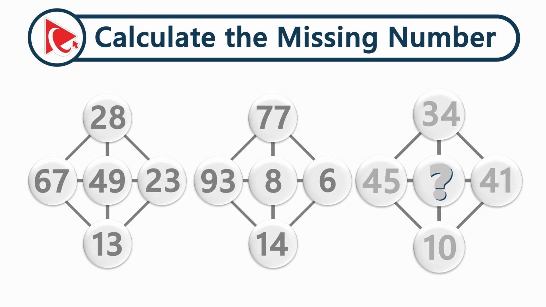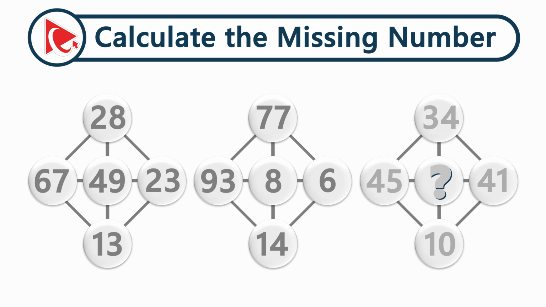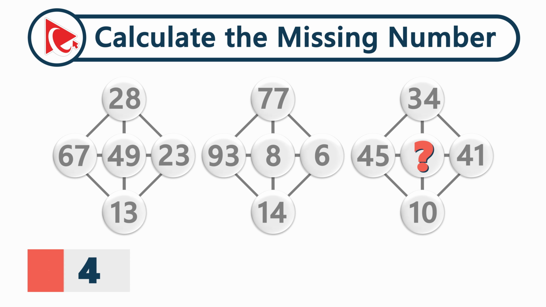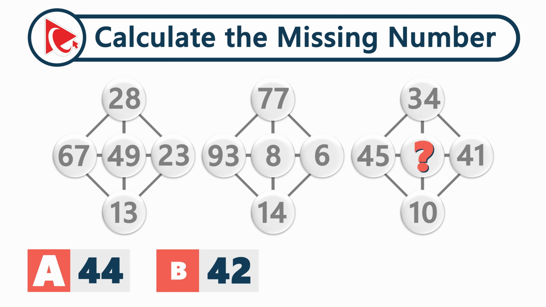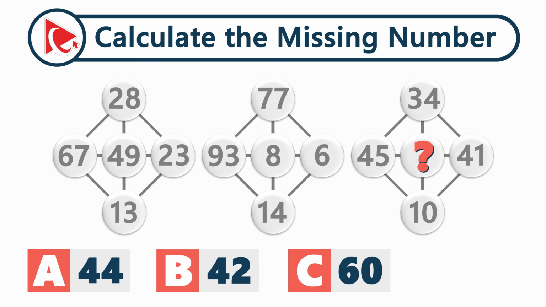And then comes the third shape, third rough diamond. It has numbers 34, 41, 10, 45, and then comes the missing number, which you can actually calculate, and once calculated, you can select it out of 4 possible choices. Choice A, 44, choice B, 42, choice C, 60, and last but not least, choice D, 38.